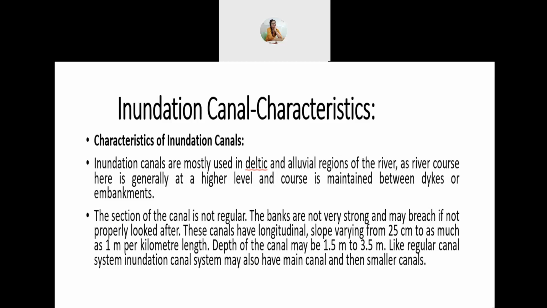These canals have a longitudinal slope varying from 25 cm to as much as 1 meter per kilometer length. Depth of the canal may be 1.5 meter to 3.5 meter. Like a regular canal system, an inundation canal system may also have a main canal and then smaller canals.